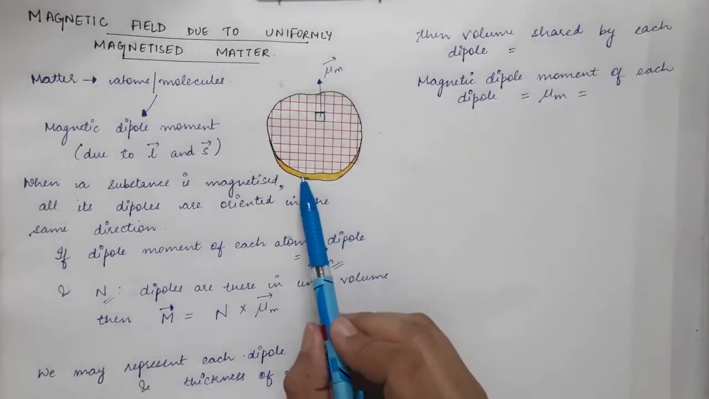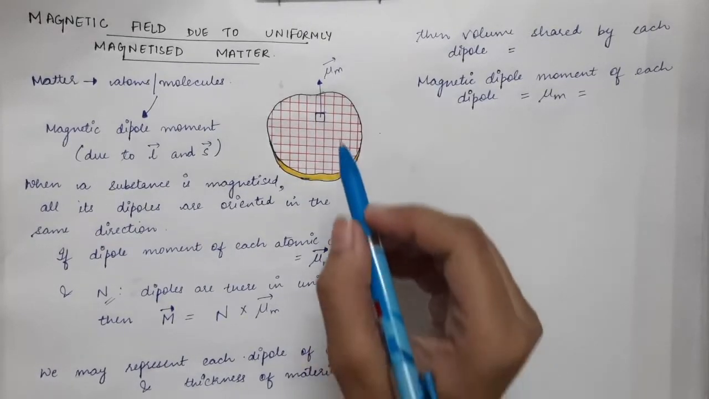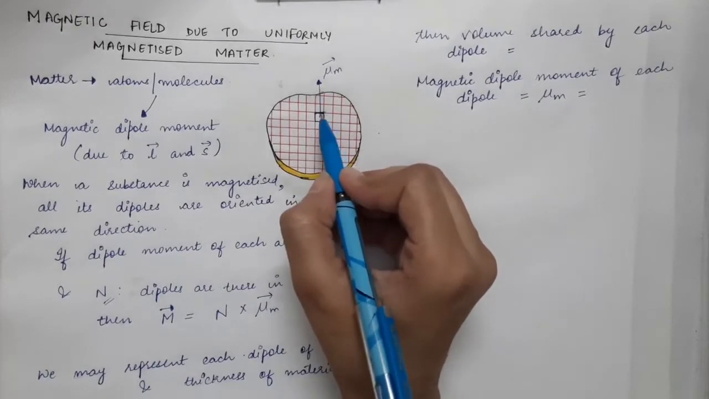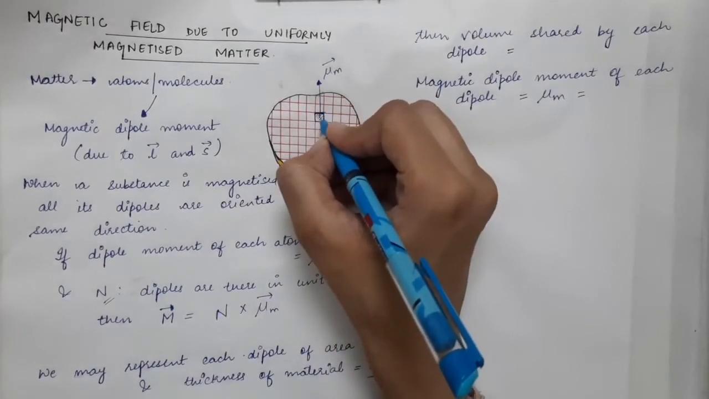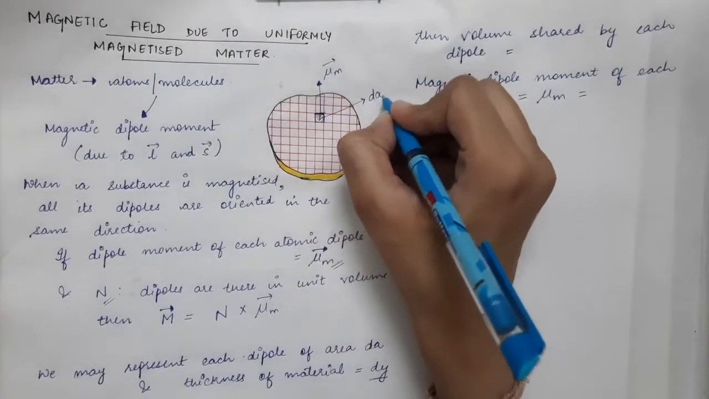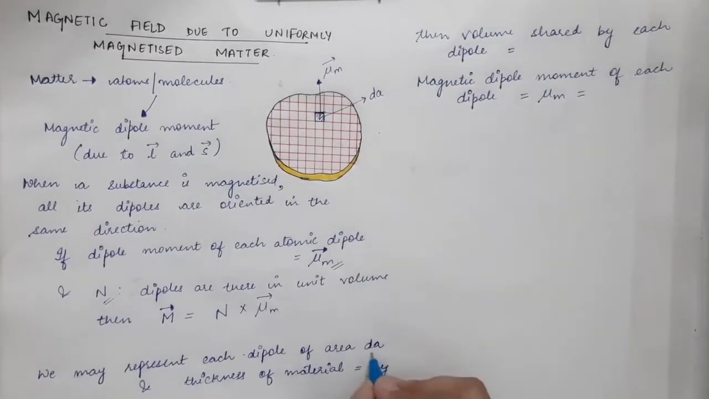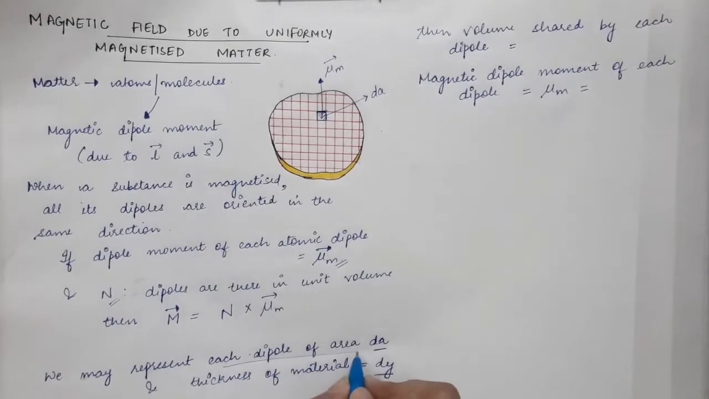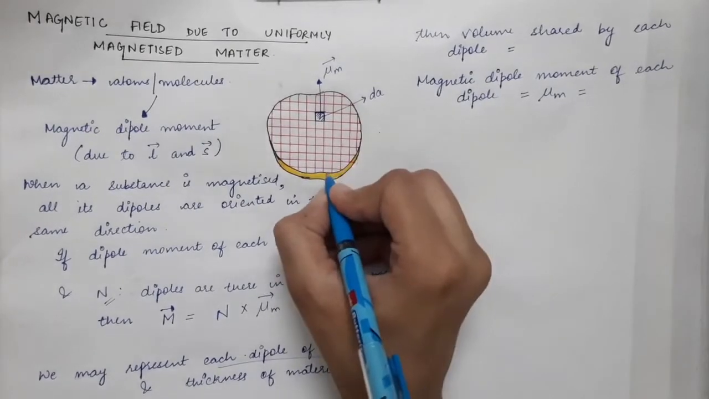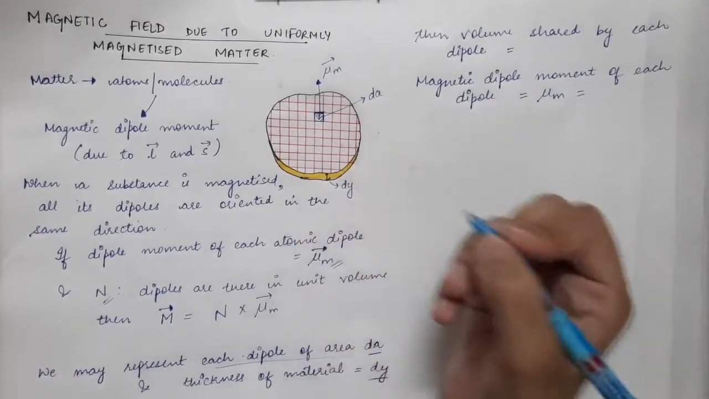Now as we have said, the thickness of this material is equal to dy, and every atomic dipole is represented by a square. So let's suppose that this area over here is equal to dA. So this small area of each atomic dipole is equal to dA. So dA is the area of each dipole and dy is the thickness of the material. So this is the thickness of the material.